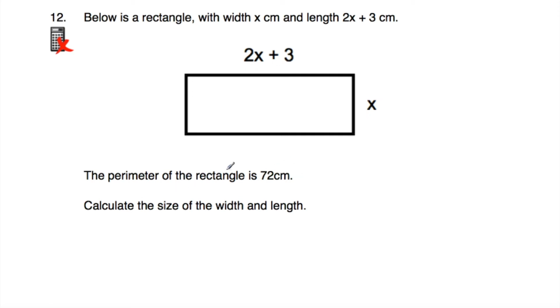And we've been asked to calculate the width and the length of the rectangle. So we've been given its perimeter is 72 centimetres. In terms of the perimeter of this rectangle, let's find an algebraic expression for the perimeter of this rectangle.